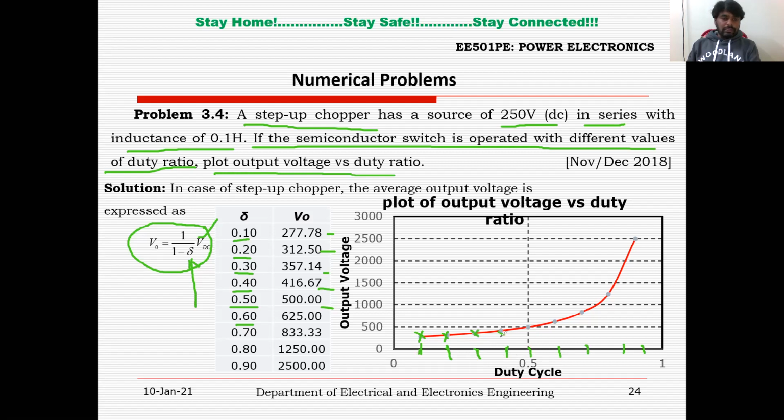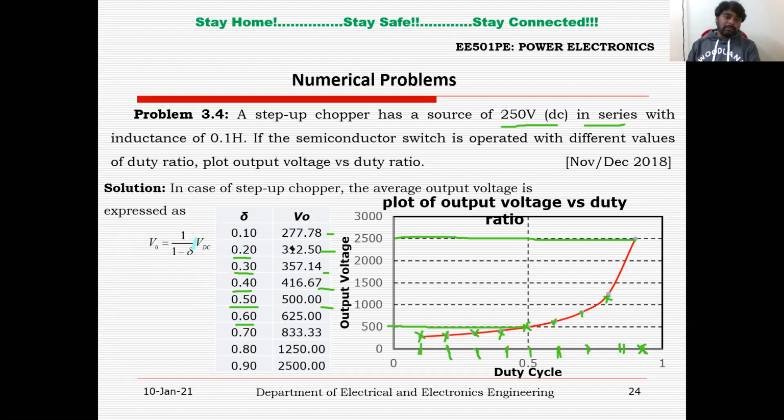At 0.4, you can find 416.67 volts. At 0.5, you can see exactly 500. At 0.6, it is 625 volts. At 0.7, it is 833.33 volts. At 0.8, it is about 1250 volts. At 0.9 duty cycle, you can find 2500 volts. At 1, you can get infinity, right? Which is not possible, right? Practically, it is not possible. So this is the second problem you can see in case of the boost converter.